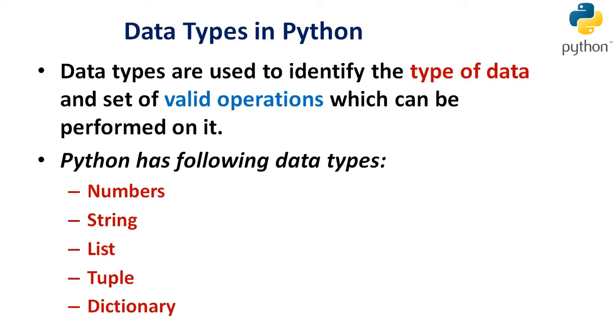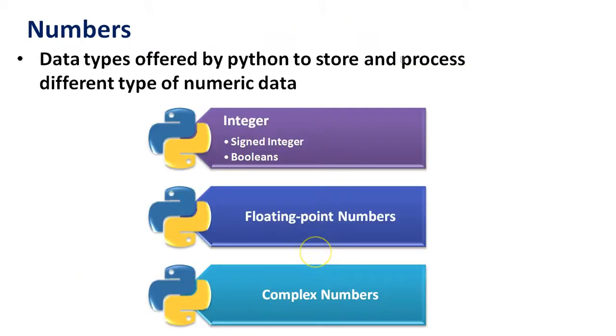So in Python we have mainly 5 data types: number, string, list, tuple and dictionary, right? Numbers are the data types offered by Python to store and process different types of numeric data. There are 3 kinds of numbers. Integers, where we have signed integer and Boolean, another one is floating point number, and then complex numbers.